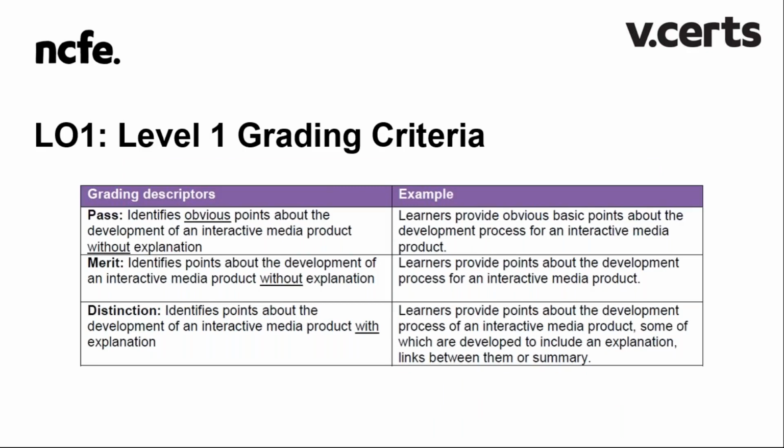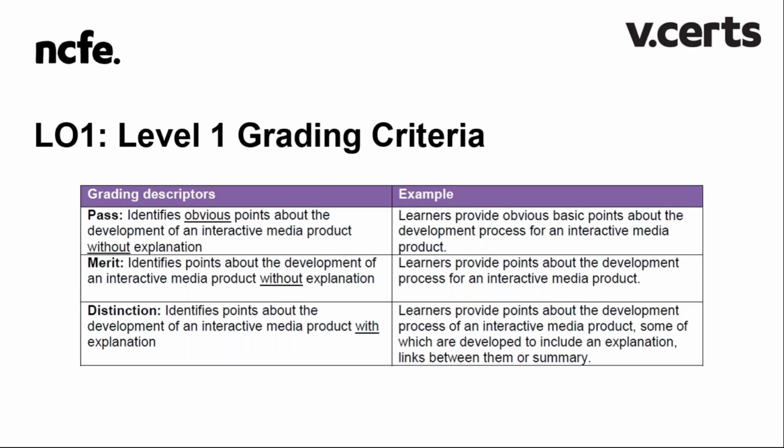And here we can see the Level 1 assessment criteria, and quite basic evidence is required here. So the key descriptor here is identify. Identify is used at pass, merit and distinction for Level 1. And at pass, they need to identify some obvious points, some relevant points for merit, and identify points with some explanation for a distinction. So we are looking for quite basic evidence here.